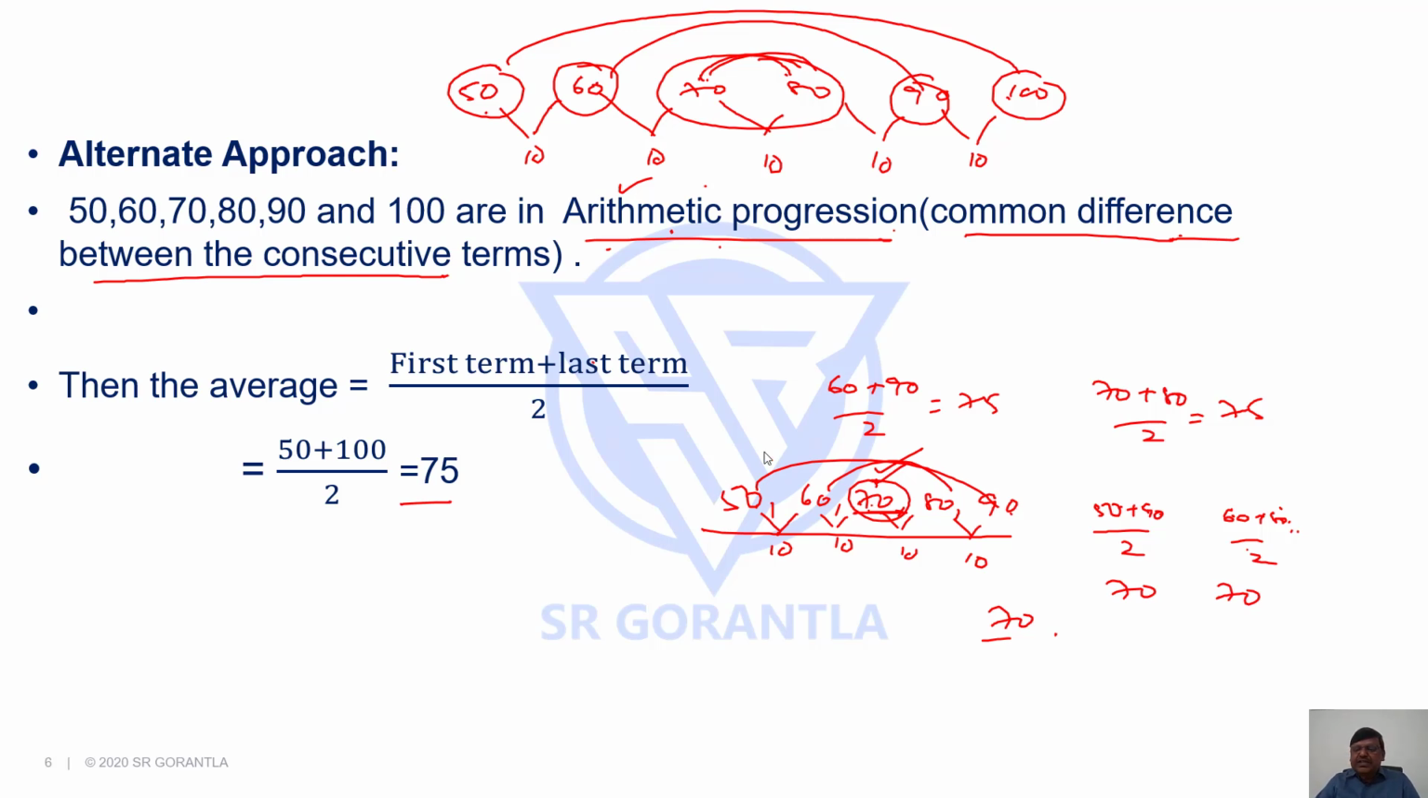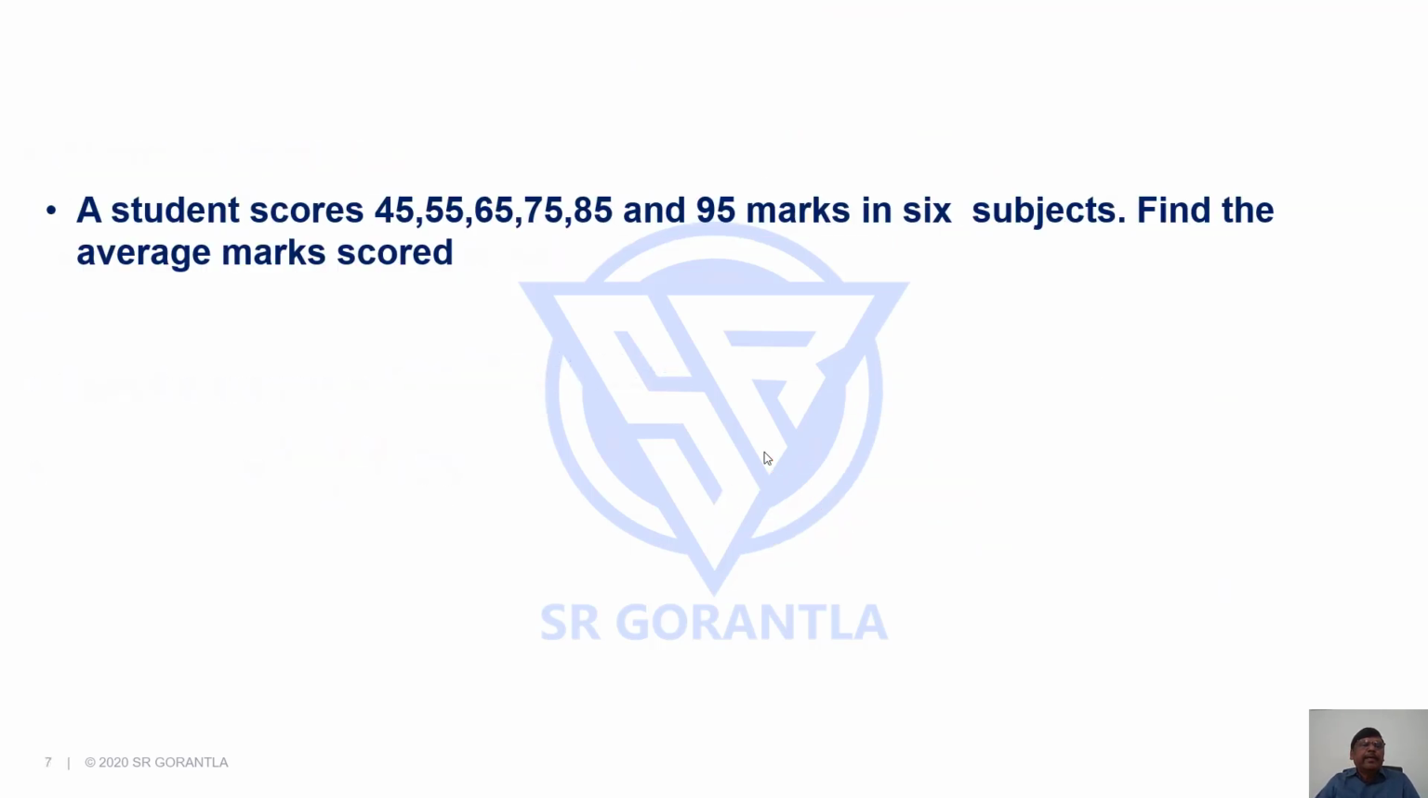Okay, let's take up one more example. A student scores 45, 55, 65, 75, 85 and 95 marks in 6 subjects. Find the average marks scored. So again, they are in arithmetic progression. So what you will do, students, you will take first and last by 2, 45 plus 95 by 2, 70. Well, it is a very simple question.